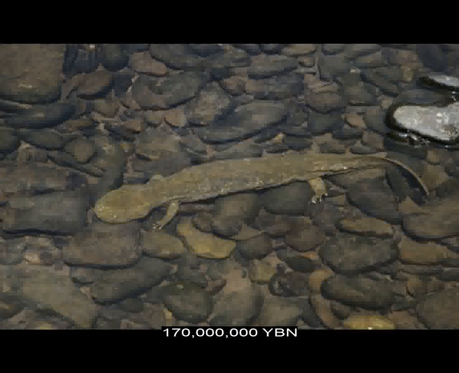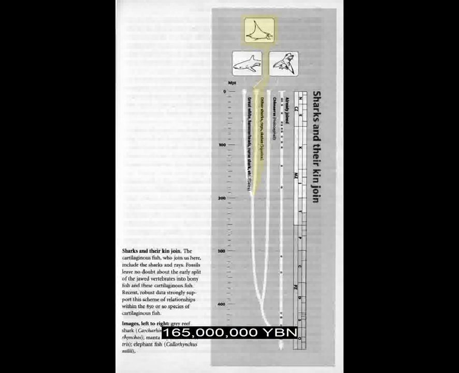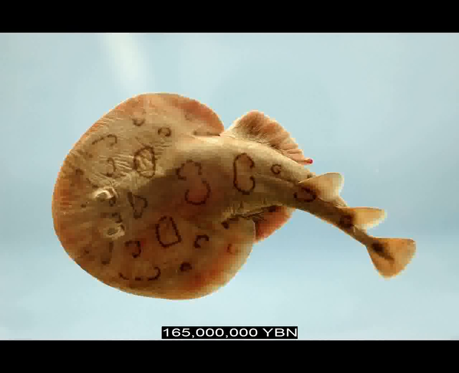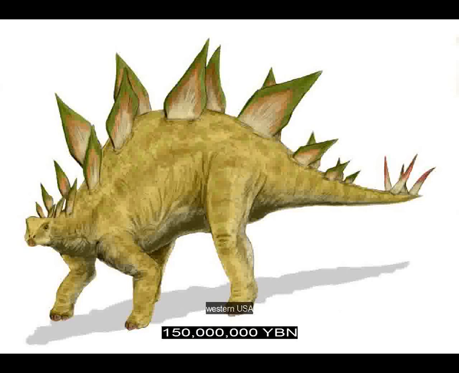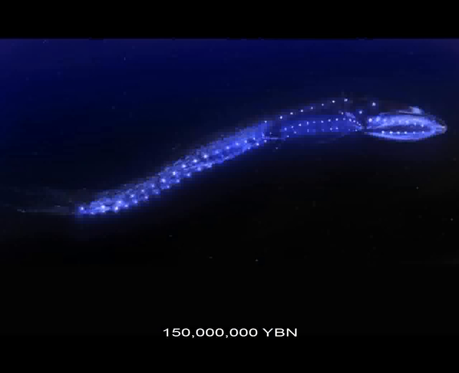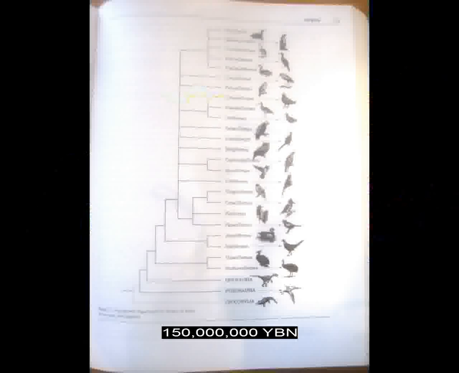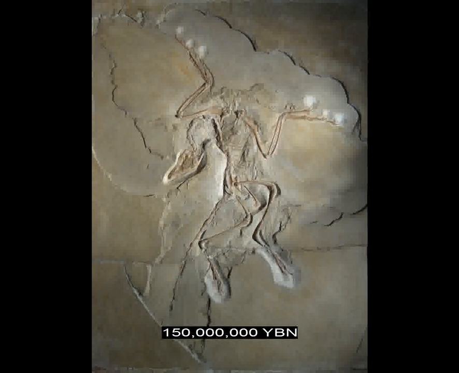The amphibians, salamanders, evolve. The cartilaginous fishes, Batoidea, evolve. The ancestor of all rays, skates, and sawfishes. Stegosaurus, an armored plant-eating thyreophoran dinosaur, lives around this time. The teleosts, lightfish, and dragonfish evolve. The theropods, birds, evolve. The first feather.